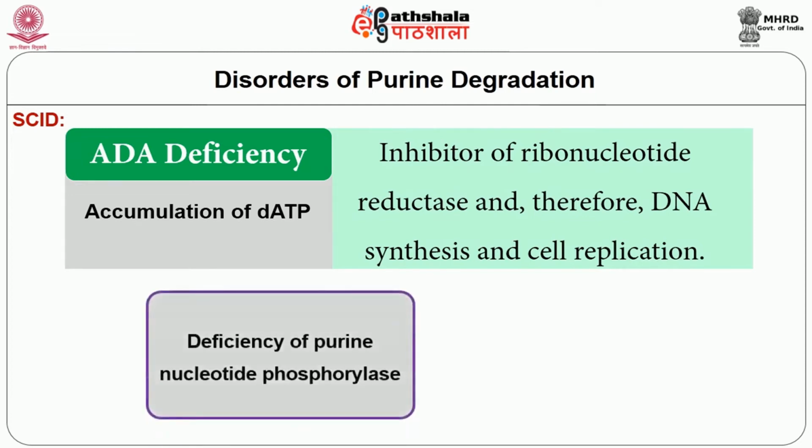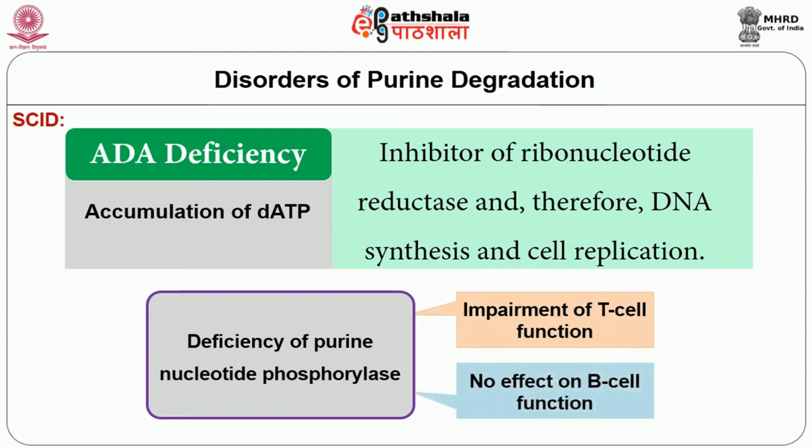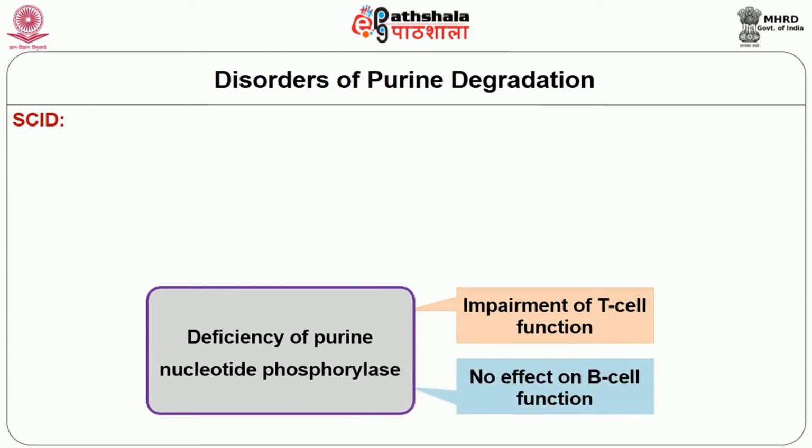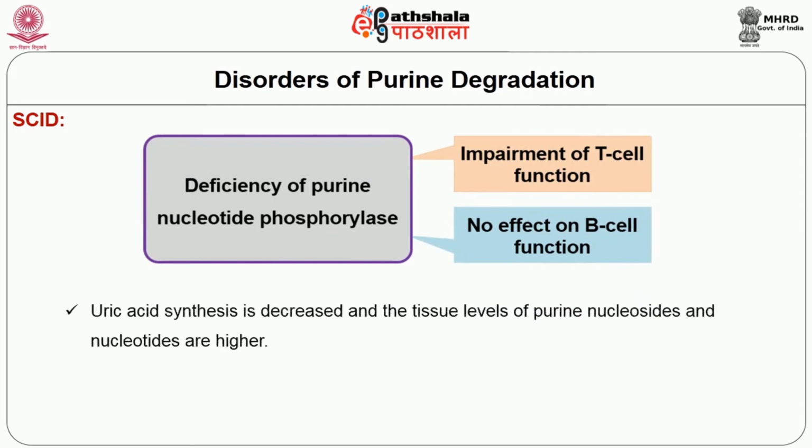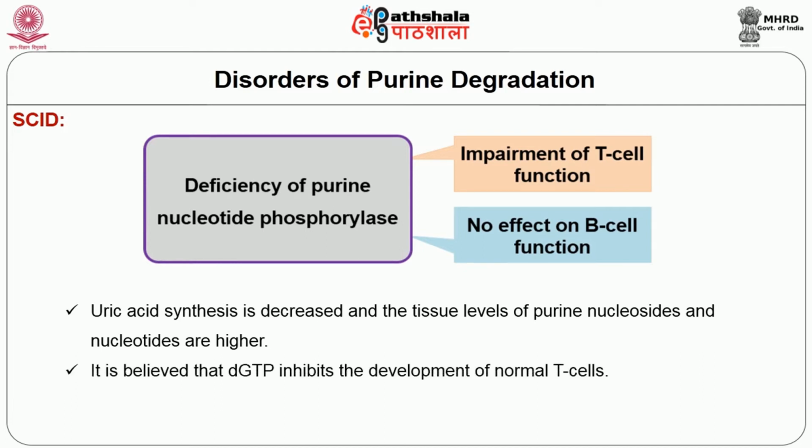The deficiency of purine nucleotide phosphorylase is associated with impairment of T cell function but has no effect on B cell function. Uric acid synthesis is decreased and the tissue levels of purine nucleotides and nucleosides are higher. It is believed that deoxy-GTP inhibits the development of normal T cells.